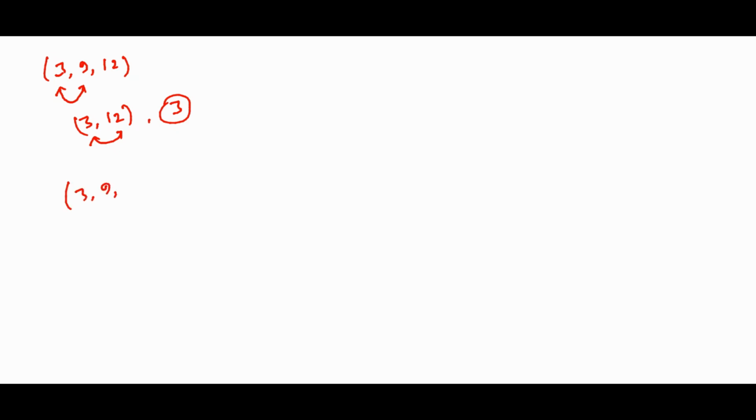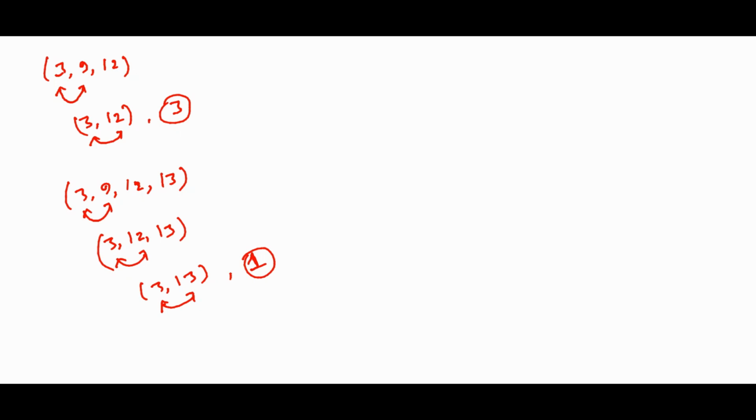Suppose 3, 9, 12, 13. For 3 and 9, GCD will be 3; then 3, 12, 13. Again, for these two it will be 3, then 13, and there will be no common divisor between 3 and 13, so GCD will be 1. And like this, we can find the LCM also.